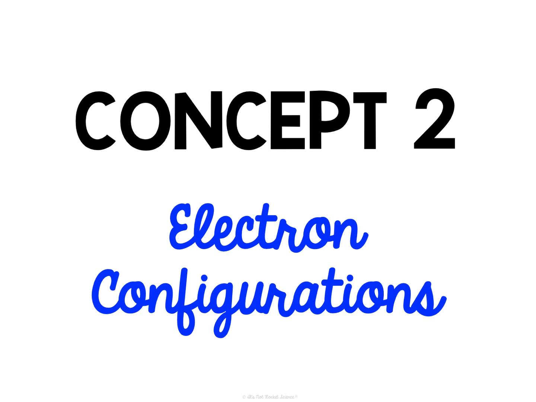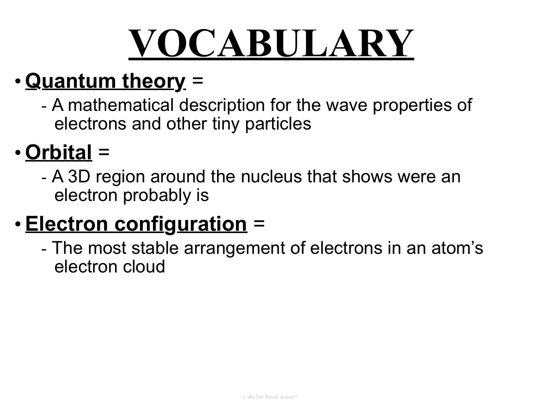Okay, and then we talked about electron configurations in concept 2. We talked about quantum theory, where theory is equal to the wavelength of electrons. We talked about the orbitals, which are the 3D regions around the nucleus. They show you where the electron probably is, so it kind of breaks down your shell a little bit into subsections almost. Then the electron configurations, the most stable regions of the electron in the electron cloud.